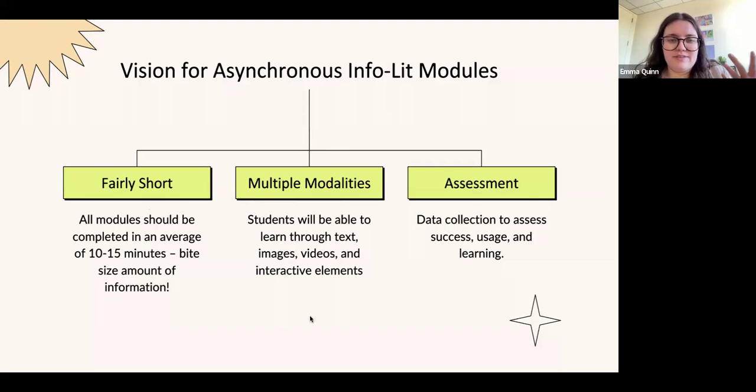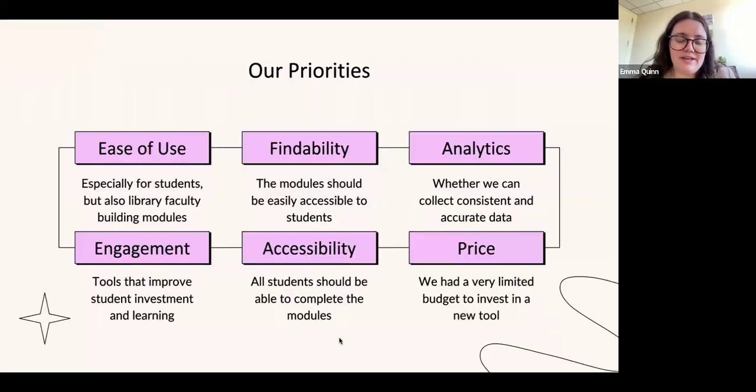So the next step was selecting which tool we were going to use to host the modules. And I came up with these 6 priorities for how we would decide which tool to use. Of course, ease of use, especially for students. We wanted them to have barrier-free access to these tutorials, but also for library faculty building modules. We wanted them to be easily findable, and that ties into open educational resources.